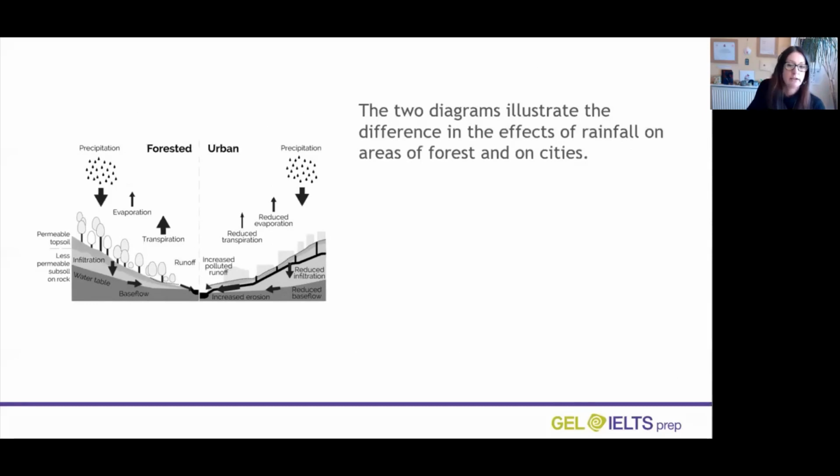Okay, so let's have a look now at how we might write the overview. On screen here, we can see an introduction sentence. The two diagrams illustrate the difference in the effects of rainfalls on areas of forest and on cities. Now remember that before we write the overview, we need to write an introduction, which is a paraphrase of the question, and this student has already done this. So we've got this information at the beginning of our paragraph, and now we're going to write the overview of those features that we've just mentioned.